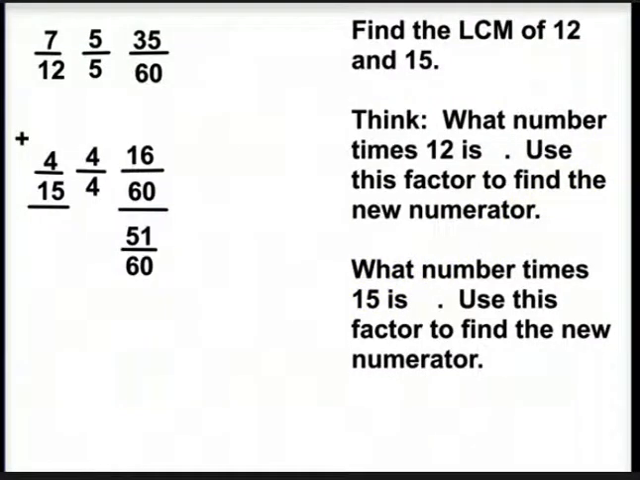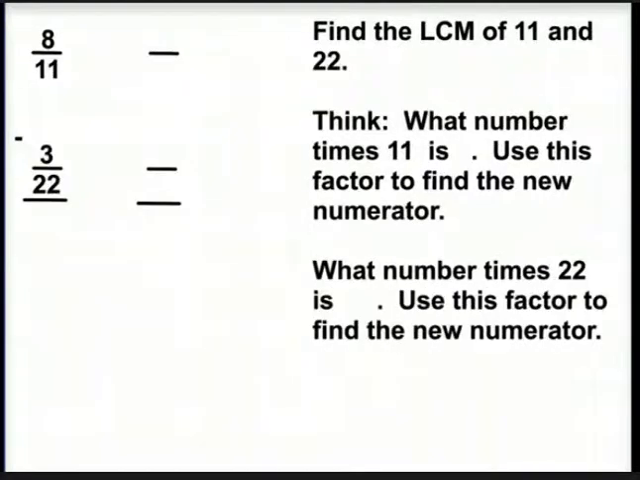Let's see if it's an addition or if it's a subtraction this time. And it's a subtraction. You have 8/11ths subtract 3/22. Again, pause the video here while you determine the common denominator. Pause the video here while you determine what the common denominator is. And if you got 22 for your common denominator, you're absolutely right.